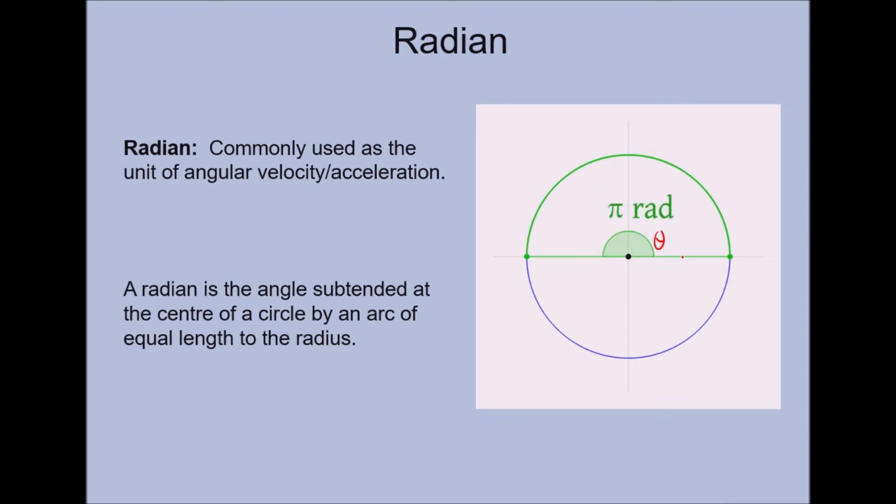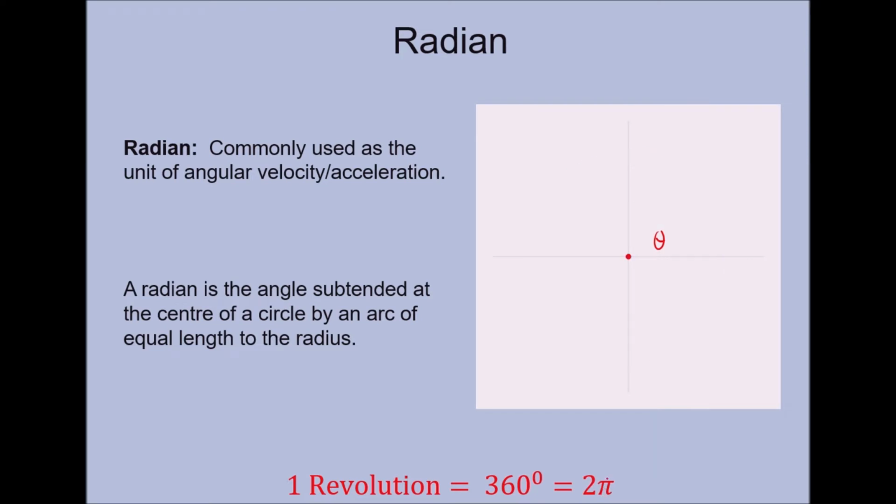So when we look at that image, you can recognize that 1 revolution is equal to 360 degrees, which is equal to 2 pi. Or if you think about it, the circumference of a circle is pi d, or 2 pi r. And that'll come in handy later when we start to move between revolutions per minute and radians per second.